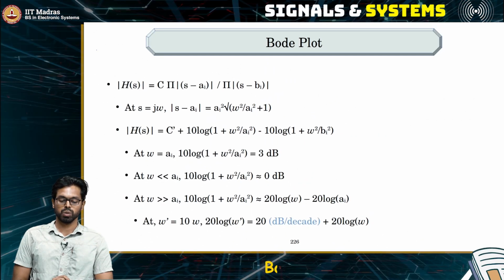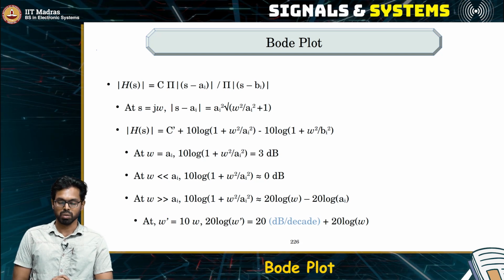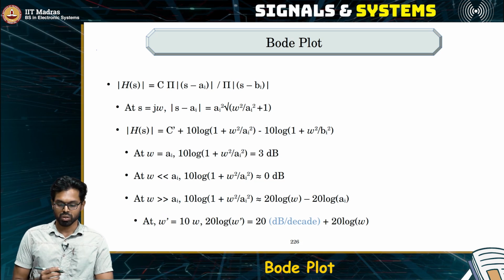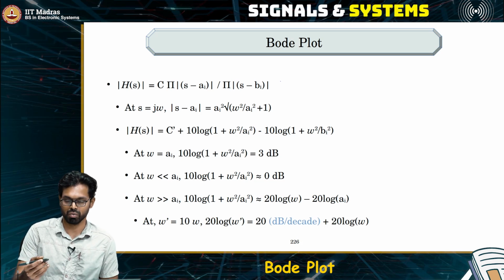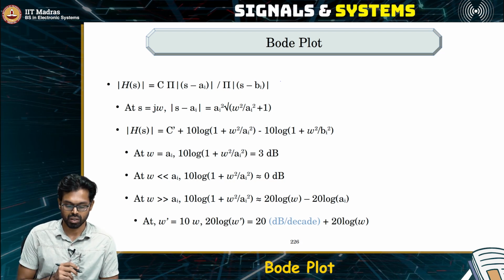So we were seeing how to understand the frequency response of a system by analyzing its pole zero plot. So basically, what is a pole zero plot? A pole zero plot is something that we obtain from the transfer function of the system. So what is the transfer function?